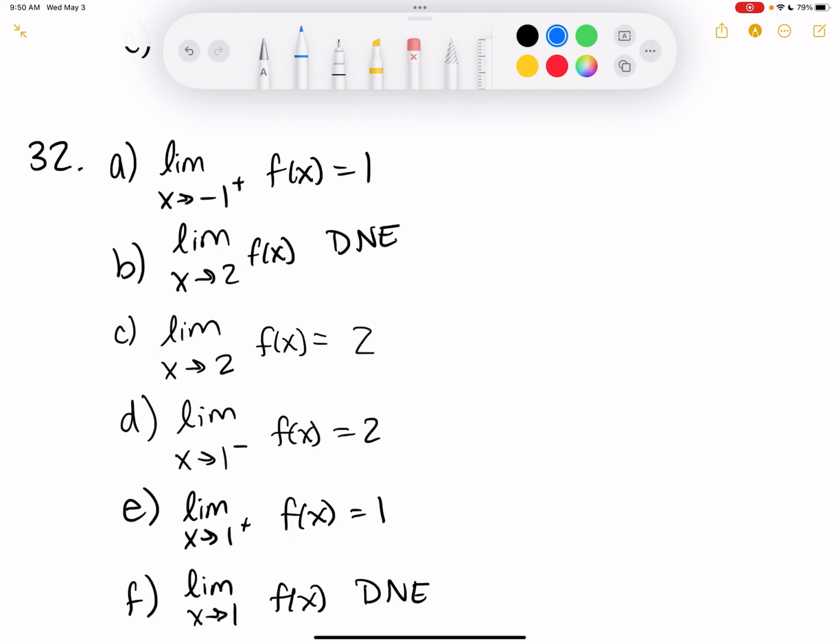But for that one, how do you know which one you're looking at? Because it's the only one that's getting to -1. Only one graph goes to -1, so that's why. All right, B, the limit as x approaches 2 of f of x does not exist.